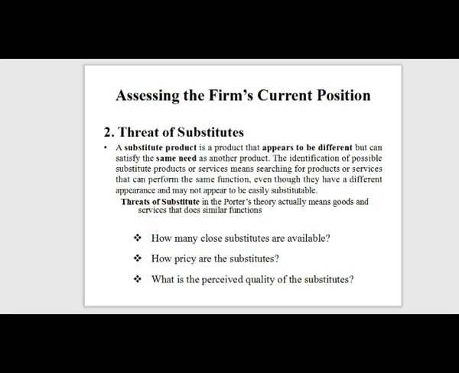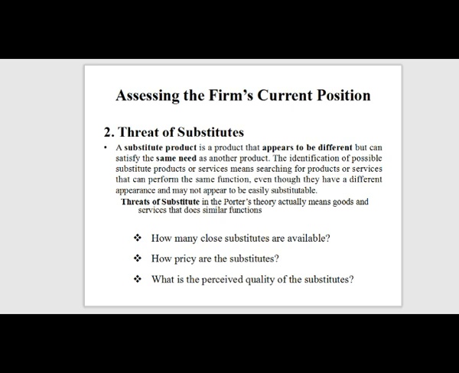The second force is threat of substitutes. A substitute product is a product that appears to be different but can satisfy the same need as another product. The identification of possible substitutes or services means searching for products or services that can perform the same function even though they have different appearance and may not appear to be easily substitutable. Threats of substitute in the Porter's theory actually means goods and services that do similar functions.